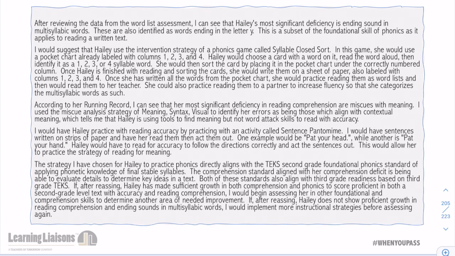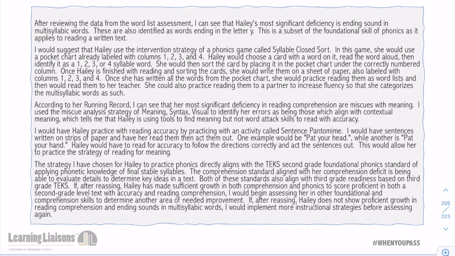I use the miscue analysis strategy of meaning, syntax, visual to identify her errors as being those which align with contextual meaning, which tells me that Haley is using tools to find meaning, but not word attack skills to read with accuracy. I would have Haley practice with reading accuracy by practicing with an activity called sentence pantomime.